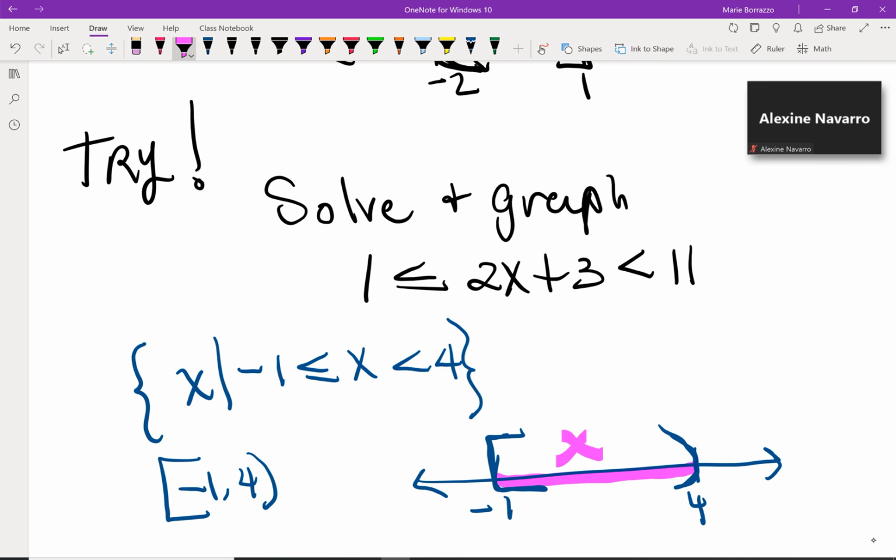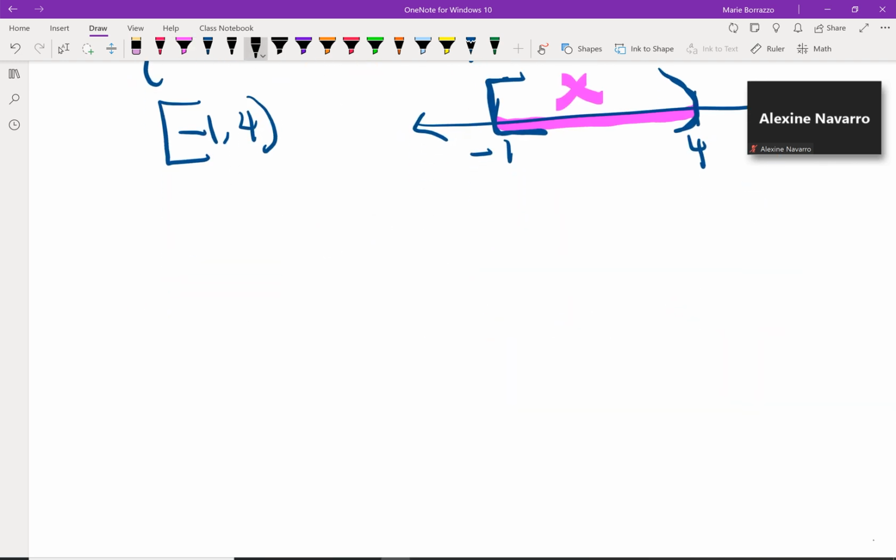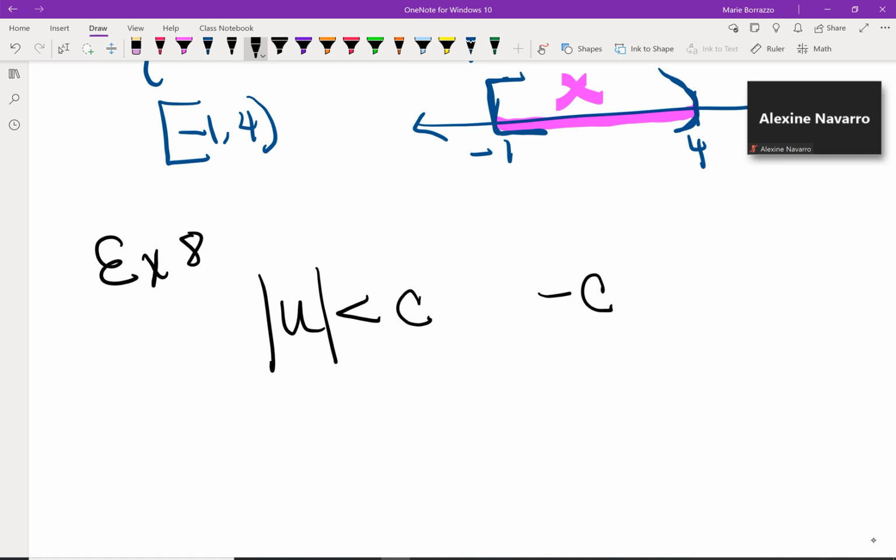Okay, so what happens when we have an absolute value inequality? Now we're heading into example 8. So I want you to remember in this case, if I have, for example, the absolute value of u is less than some number, that means that these numbers are notated as such, where c is the value: u is greater than -c and u is less than c.